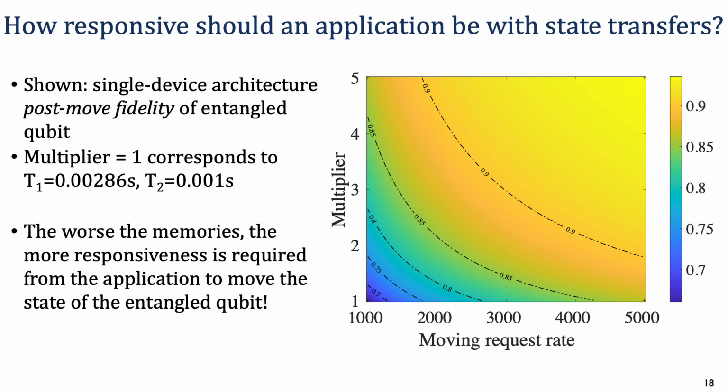As we go up along the y-axis, the memory lifetimes are elongated. The T1 and T2 values that we picked for a multiplier of 1 are values that have been experimentally realized for the NV center in diamond. What this plot is showing is how unresponsive an application can afford to be based on the available memory quality. Naturally, the worse the memories, the faster the entangled qubit should be processed.